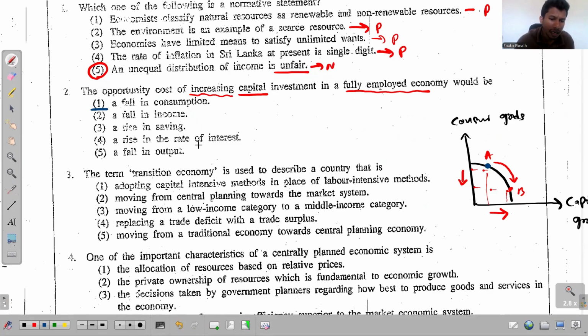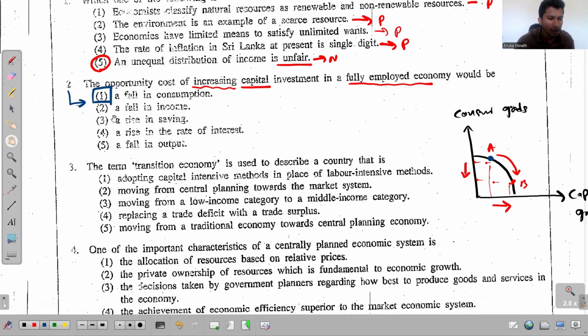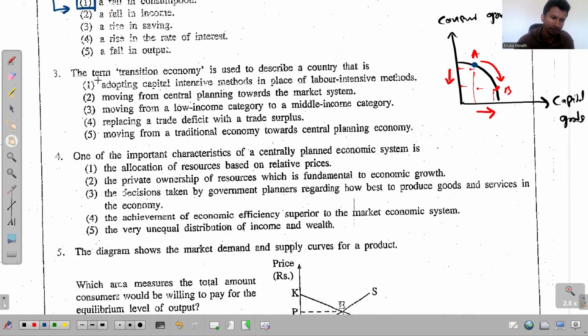A rise in the rate of interest, no. And the fifth one, fall in output, no. The simplest answer is what happens: the amount of consumer goods gets decreased, so our consumption reduces. So that's the answer for this question number 2. Right, now look at this question number 3.